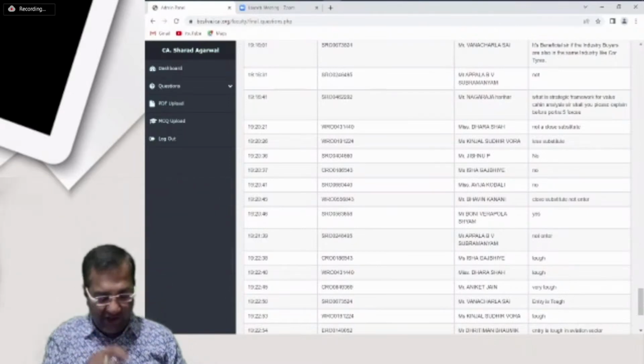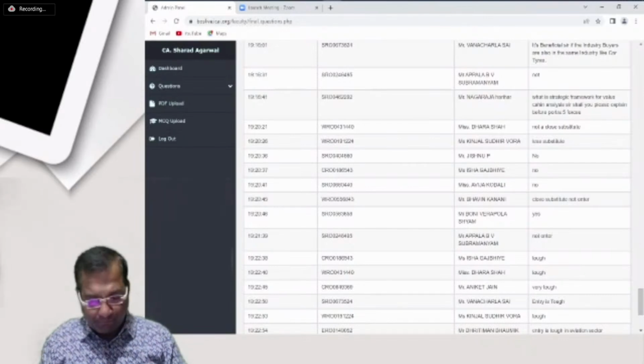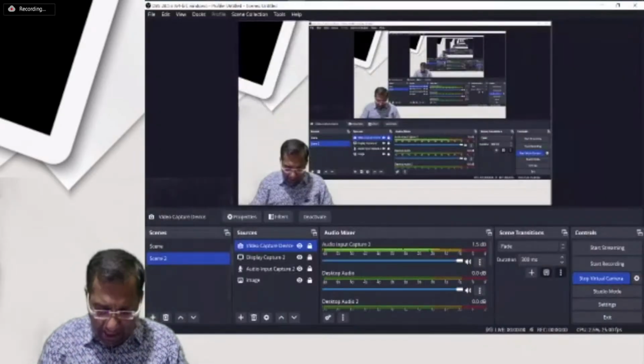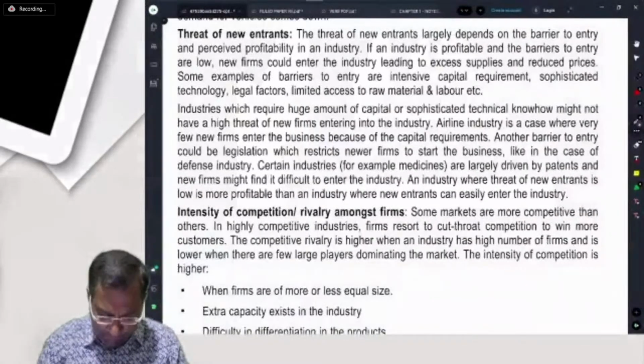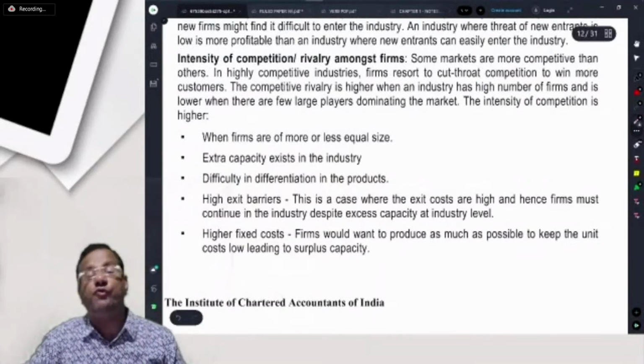So the first points are bargaining power of supplier, bargaining power of customer, and availability of close substitutes. The next point is entry of new entrants. And the last point is intensity of competition, rivalry among firms.